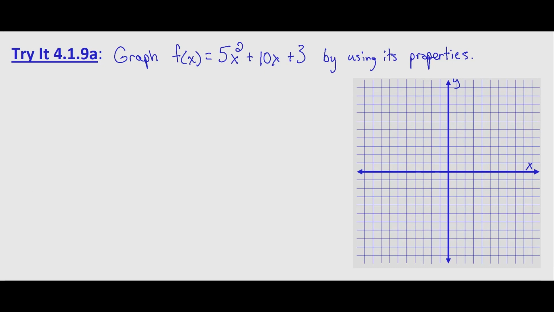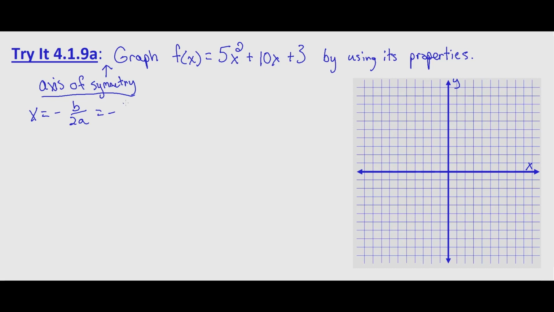So again, we'll start off as usual with the axis of symmetry. And remember, that is our formula, at least for vertical parabolas, ones that open up or down. And the leading coefficient is positive, so we'll recognize it opens up. The axis of symmetry is x equals negative b over 2a.